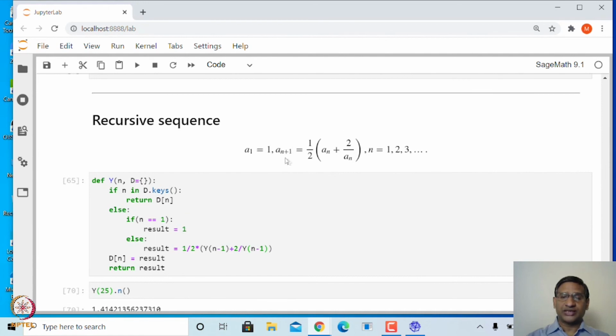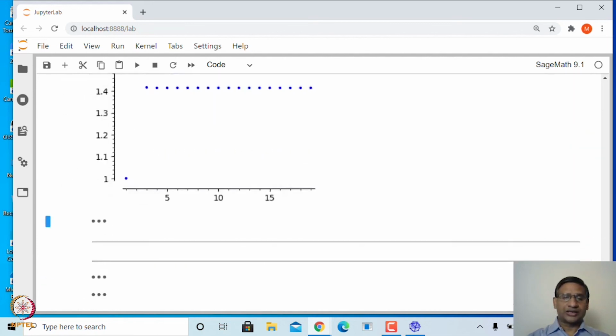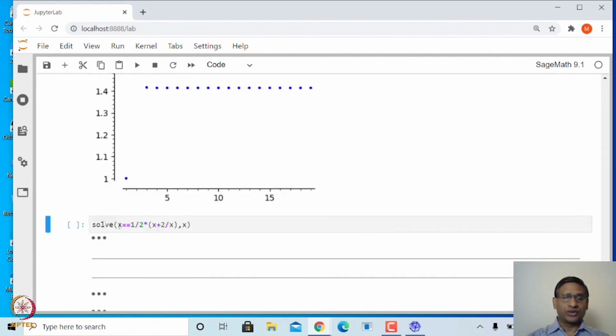If it converges to x, then a n plus 1 will converge to x, a n will converge to x, and 2 upon a n will converge to 2 by x. If you put this in this relation, you are going to get x which satisfies x equal to half times x plus 2 by x. Let us solve that for x and see what you get. This is a n plus 1, this is a n and this is a n.